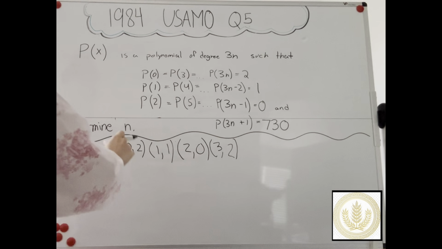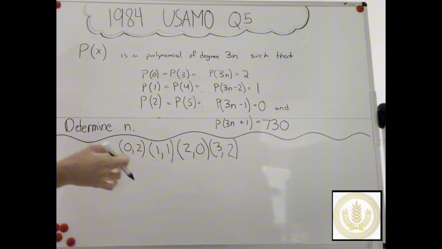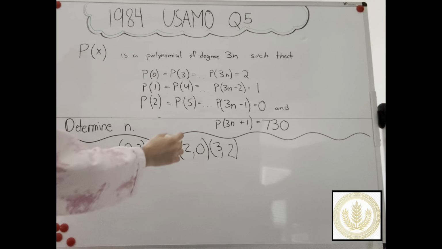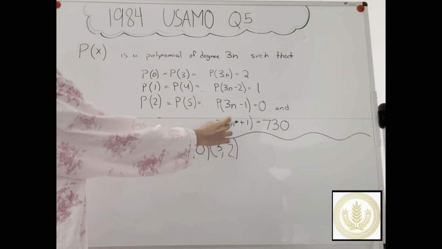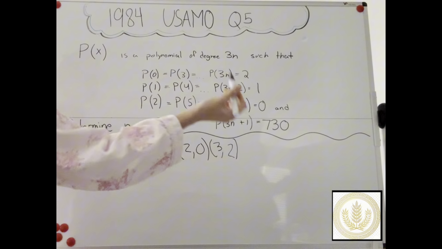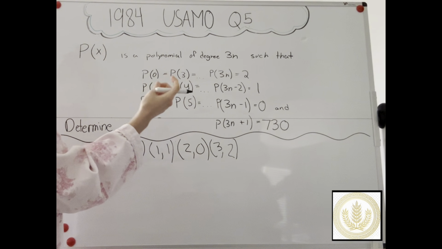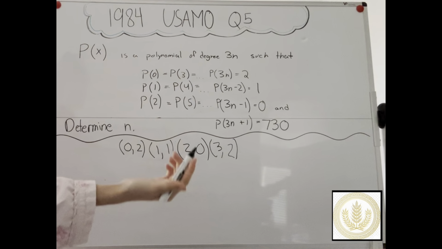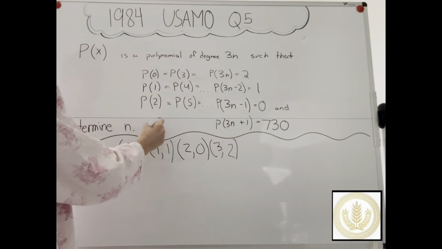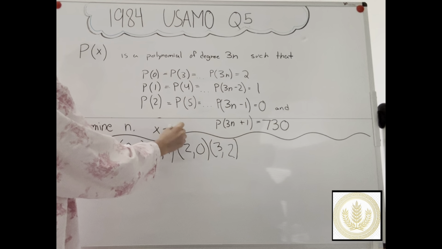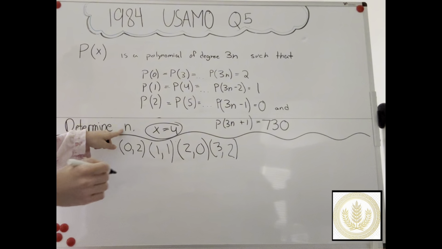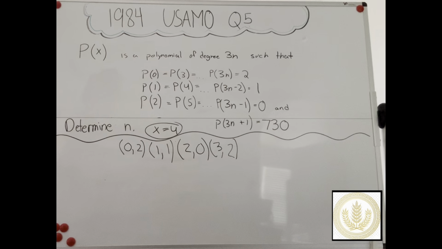So let's start by testing n equals 1, which is the smallest case, and our goal here is for p of 3n plus 1 equals 730. So 3 times 1 plus 1 is just 4. So our goal is to evaluate at x equals 4. And remember, this is just the test case for n equals 1, and then we'll work our way up.